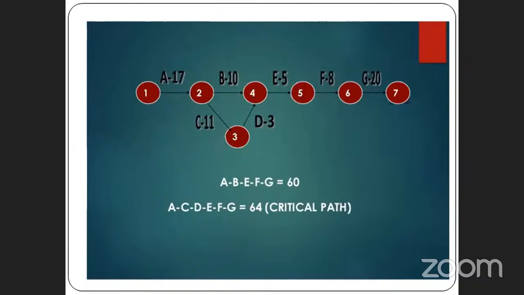After finding these values, you just mark them here. First one A is 17. Next value B is 10. Then E value should be 5. F is 8. G should be 20, C value should be 11, D is 3.